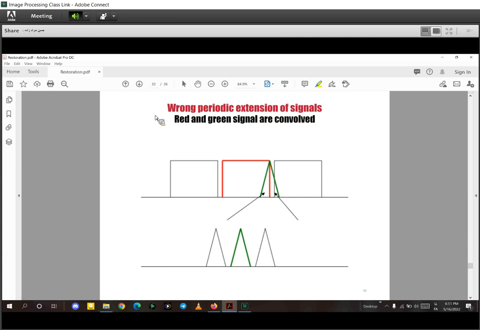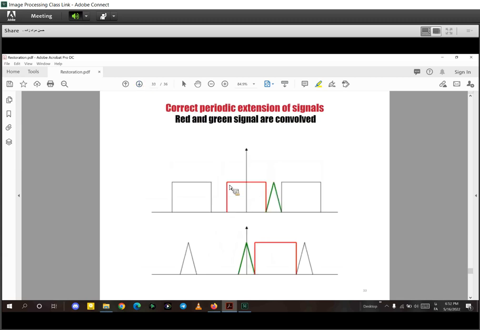If M is smaller than that threshold, you see that the green and red signals interfere with each other, or are disturbed. A wrong periodic extension of signals: the red and green signals are convolved, but in the bad way. Why? Because we zero padded too little. This zero padding is small.